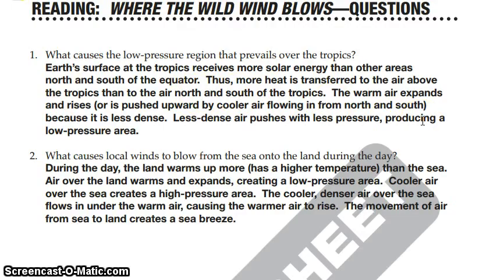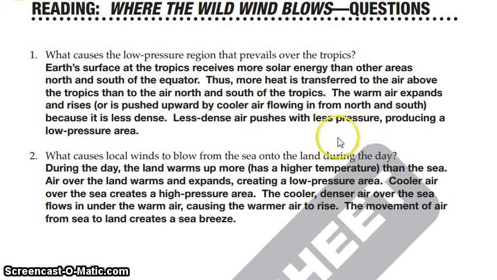Earth's surface at the tropics receives more solar energy than other areas north and south of the equator. Thus, more heat is going to be transferred to the air above the tropics than to the air north and south of the tropics. Warm air expands and rises, or is pushed upwards by the cooler air that's replacing it. And because it is less dense, that's why it's going to rise. The less dense air pushes with less pressure, producing a low pressure area at the surface of the Earth.